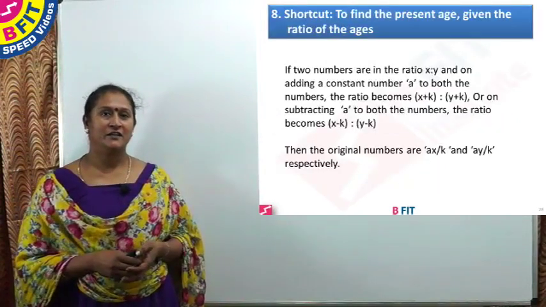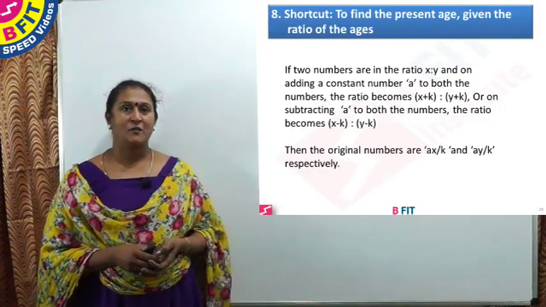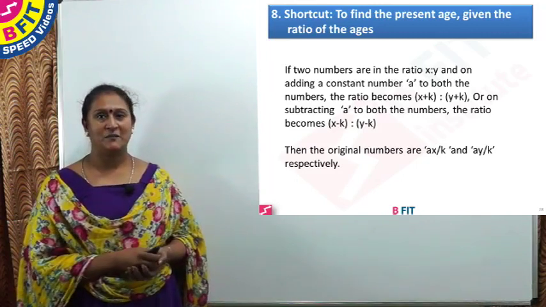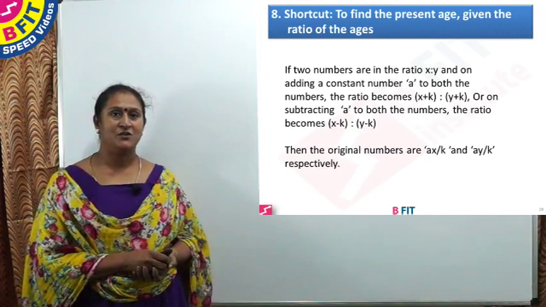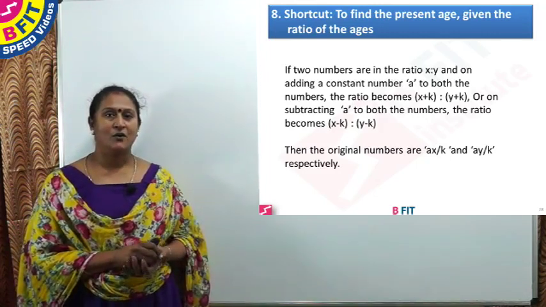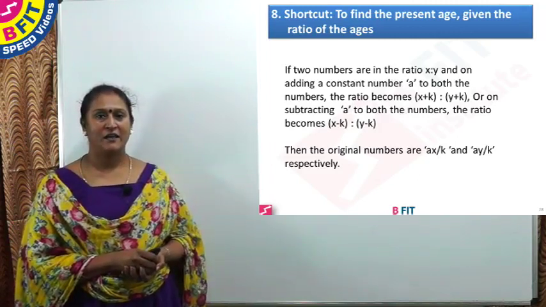And the shortcut here is, if two numbers are in the ratio x is to y, and by adding a constant value k both the ratios become x plus k and y plus k, or by subtracting k the ratio becomes x minus k is to y minus k, then the original numbers are ax by k and ay by k respectively.